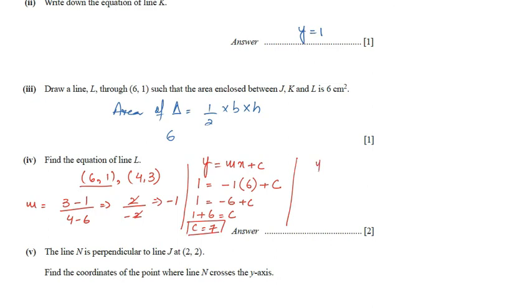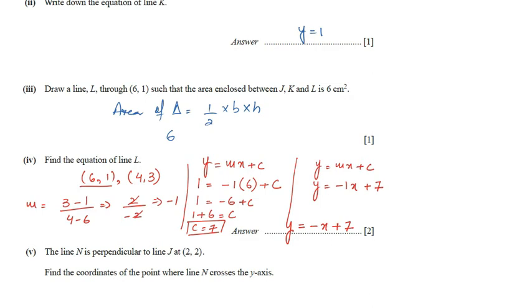Now again, the general form of a linear equation is y = mx + c. When we substitute the value of gradient -1 and the value of c as 7, the equation of this line is y = -x + 7. Okay, the equation is y = -x + 7.